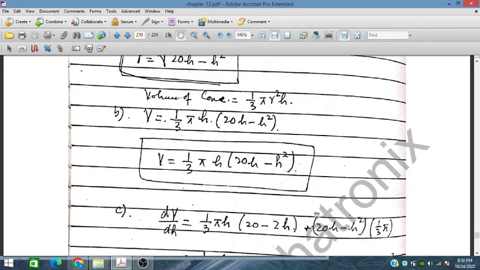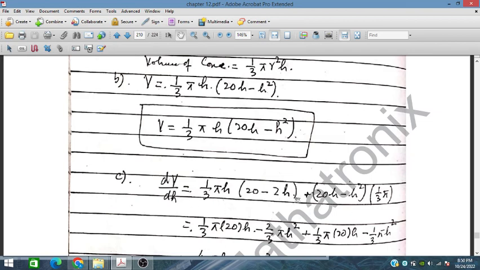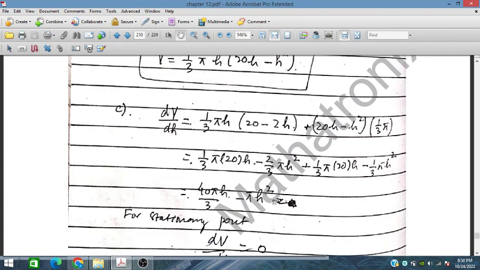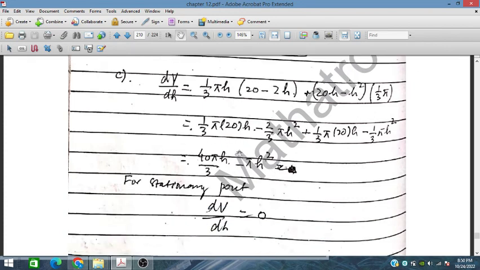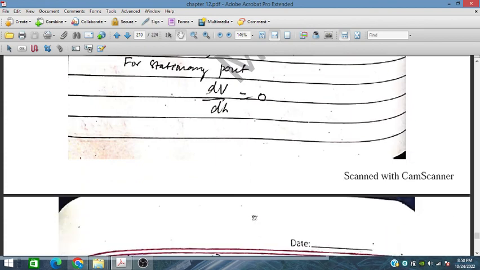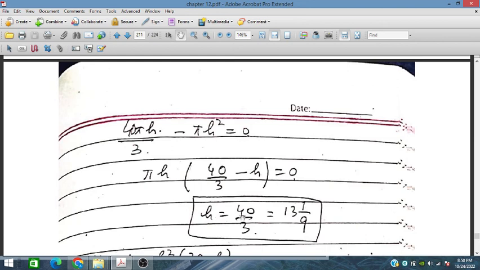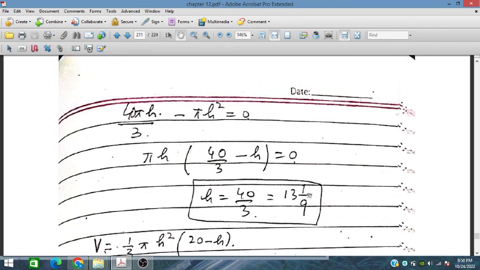Now take the derivative here. This is u, this is v, so we use the product rule and obtain dV/dh. This is a stationary point, so we set this equal to 0. So 40 pi h upon 3 minus pi h squared is equal to 0. Taking out the common factor, we get h equal to 40 by 3, or h equal to 0. h equal to 0 is not possible. So h equals 13 1 over 3.